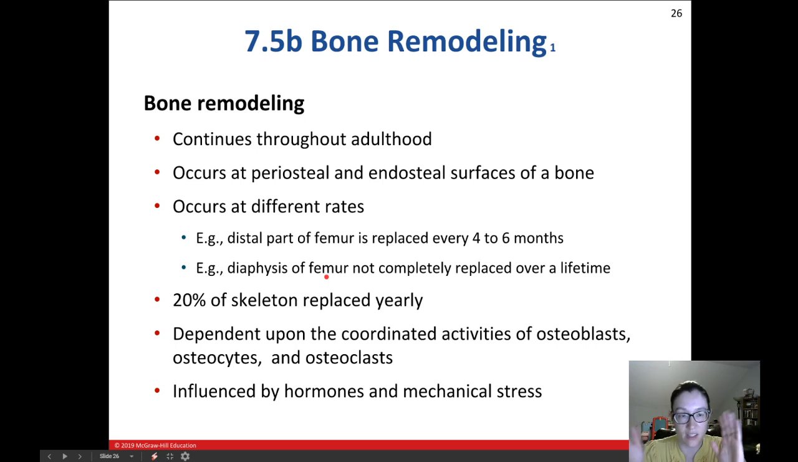So we have different rates of bone remodeling depending on where in the skeleton and how much stress that area is put under. But about 20% of the skeleton is replaced yearly, which is actually a lot if you think about it.